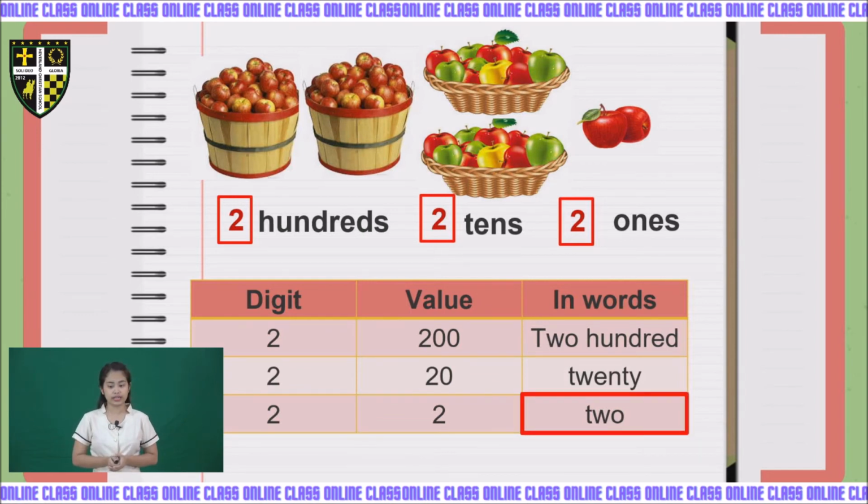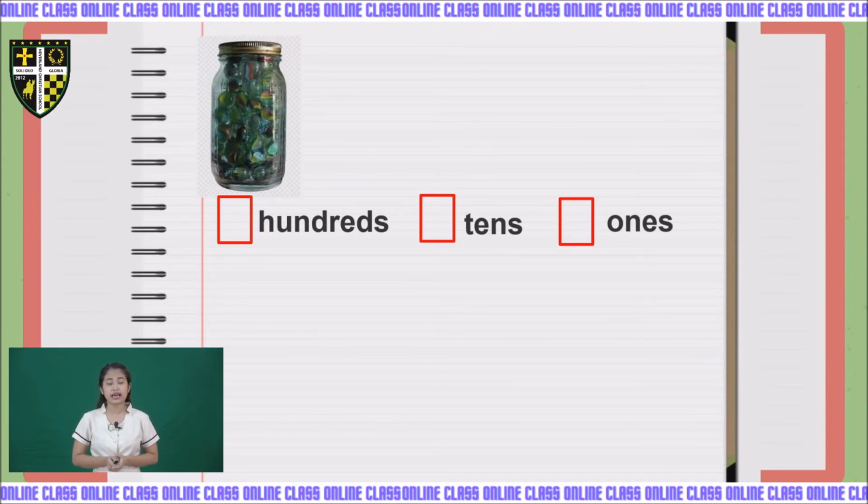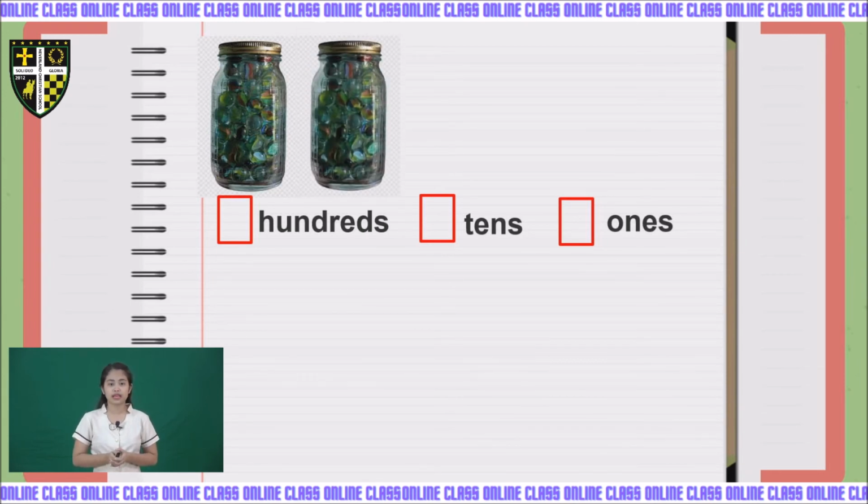So another is, we have to count this. So how many hundreds are there in a jar of marbles? So in one jar of marbles, we have 100. So we have 1 and 2. So we have 2 hundreds.